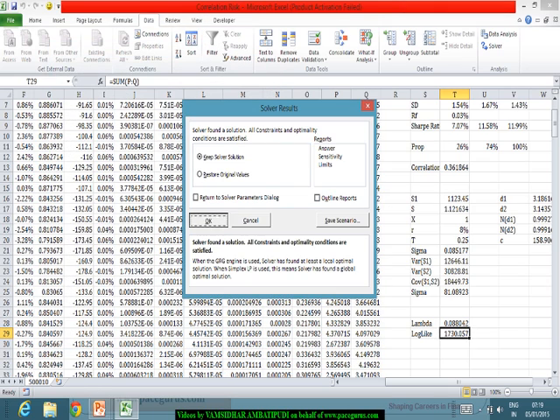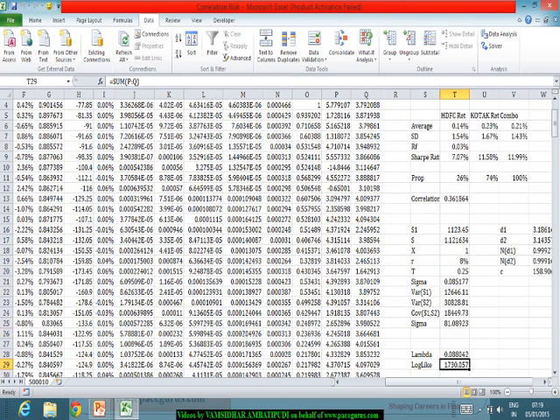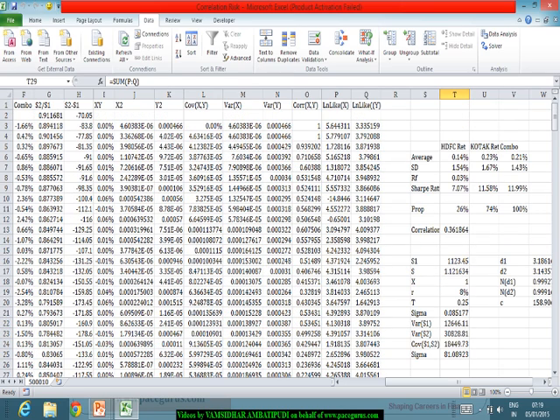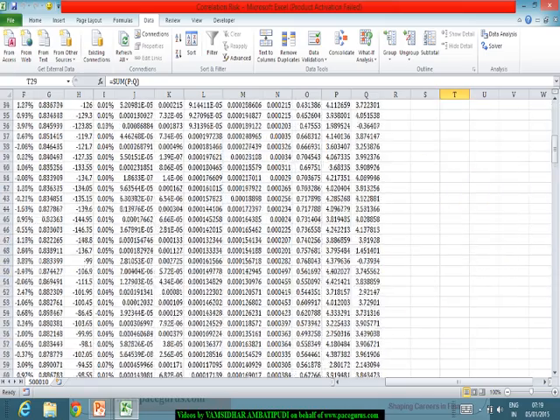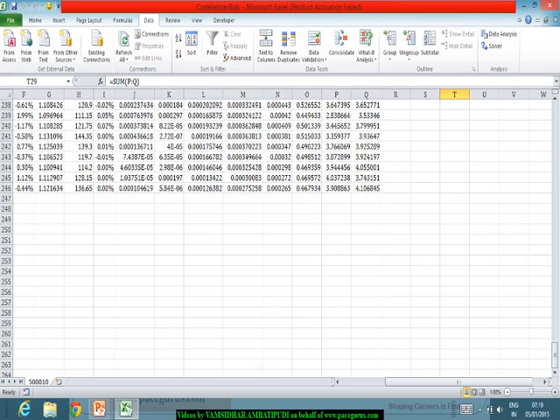Solving it, I'm getting my lambda as 0.08, where the log likelihood is coming out to this, and this is how I'm looking at the correlation. Now what we are typically saying is the current correlation between the two is somewhere around 0.46.